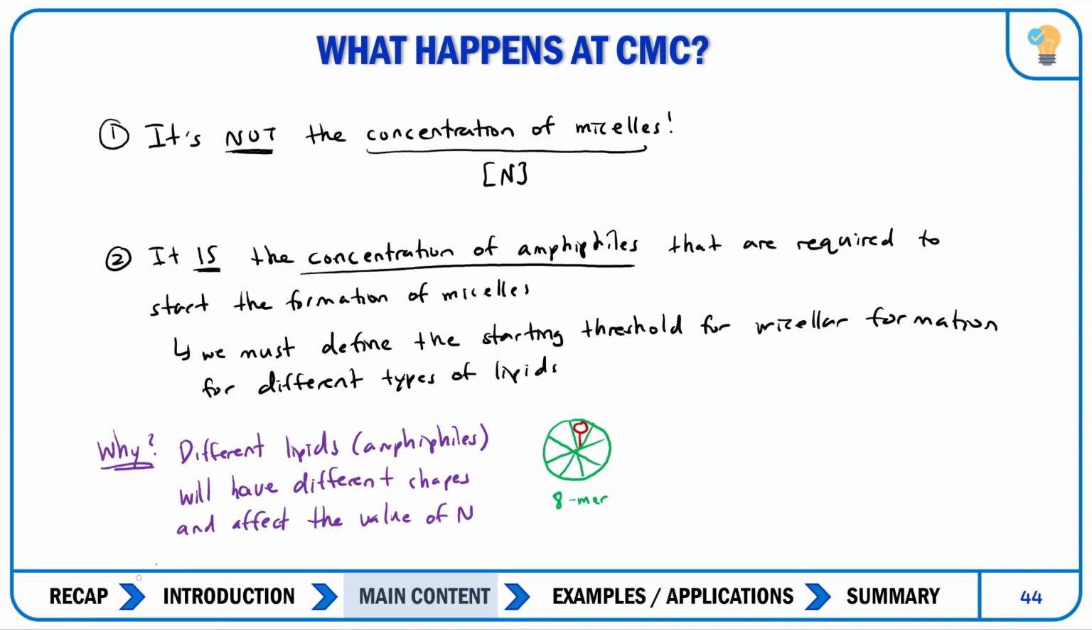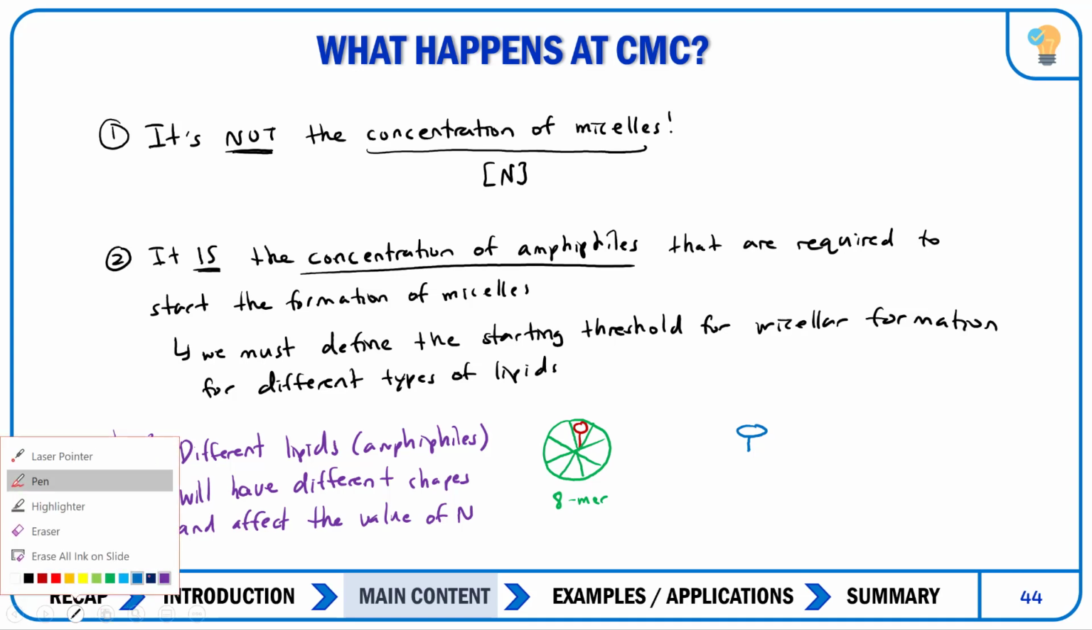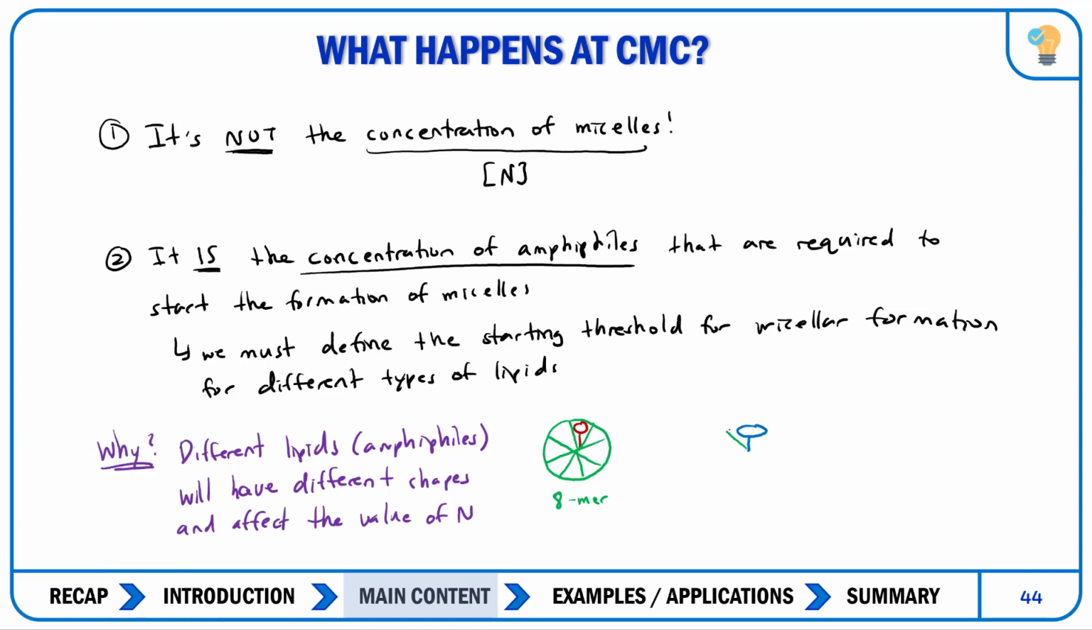But in some other cases, you might have a larger head and a thinner tail. In that case, you end up with a wide sector. So this is a very crude drawing, but in this case, this would be more suitable for a former. So it's very important to understand that different types of lipids will have different values of N and therefore have different critical micelle concentrations.